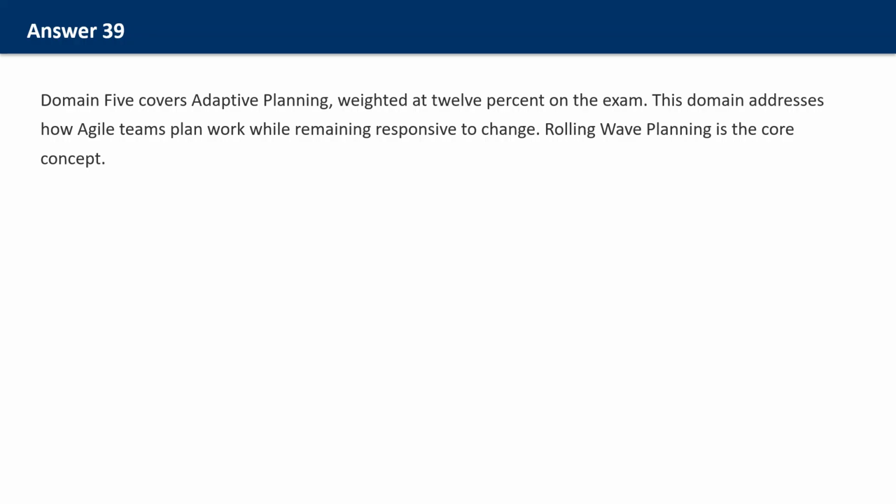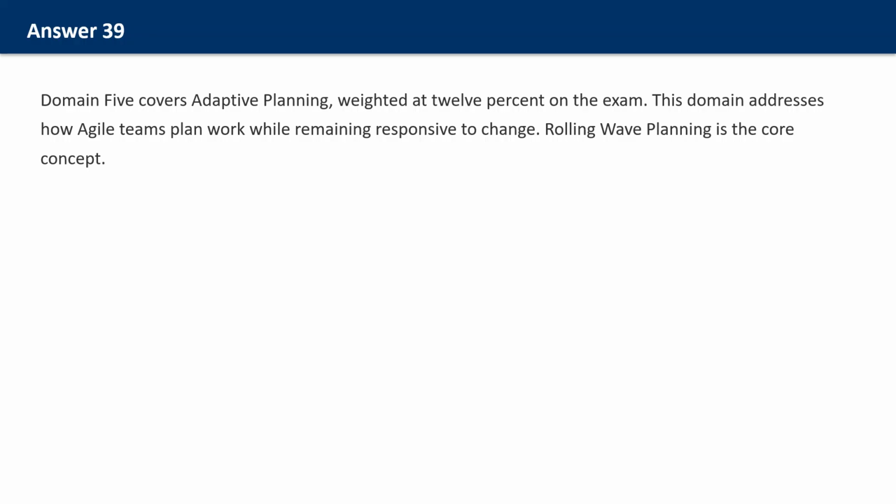The planning onion visualizes this concept. At the center is today's work, known in great detail. Moving outward, we have iteration planning covering the next 2 to 4 weeks, release planning covering 3 to 6 months, product planning covering months to years, and portfolio or strategic planning covering years. Each layer has less detail than the one inside it.